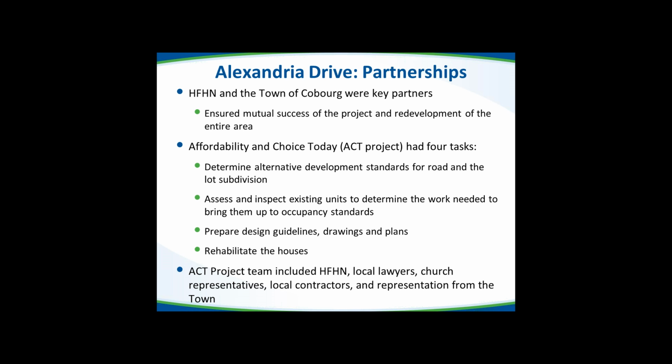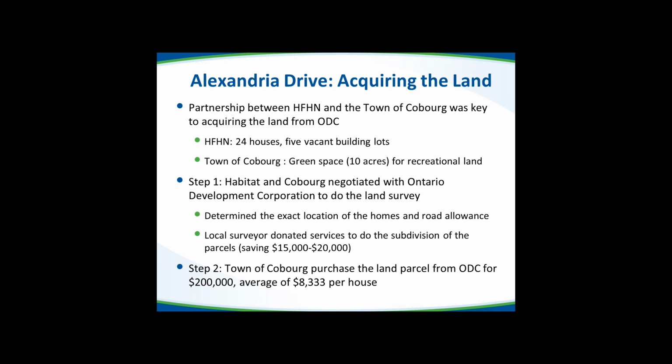There was also an Affordability and Choice Today Act project that was undergone with this project, and there were 4 tasks within that. They were to determine the alternative development standards for road and lot subdivision, assess and inspect existing units to determine the work that was needed to bring them up to occupancy standards, to prepare the design guidelines and drawings and plans, and to rehabilitate the houses. And this ACT project team brought together some key partners to ensure that all of these tasks were completed. And so that included Habitat, obviously, but local lawyers, church representatives, contractors, representatives from the town. It really was a community project to see the redevelopment of this area and of this property.